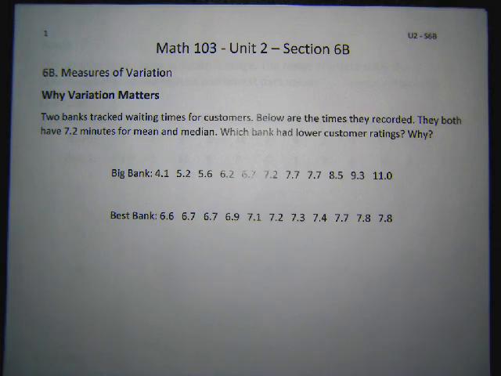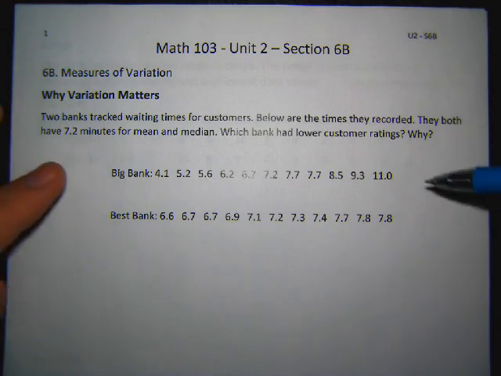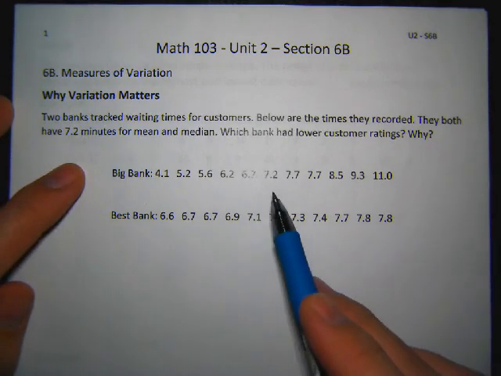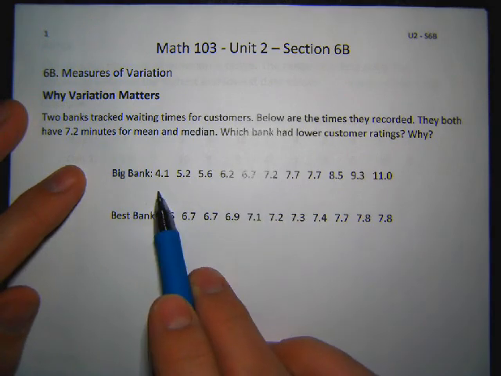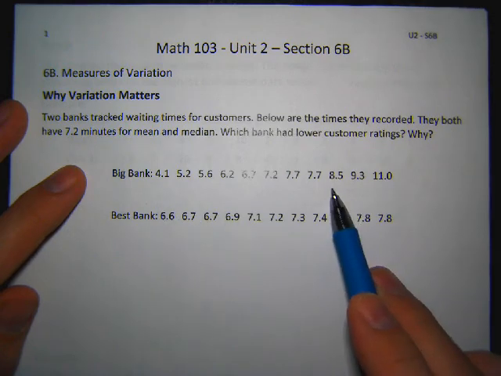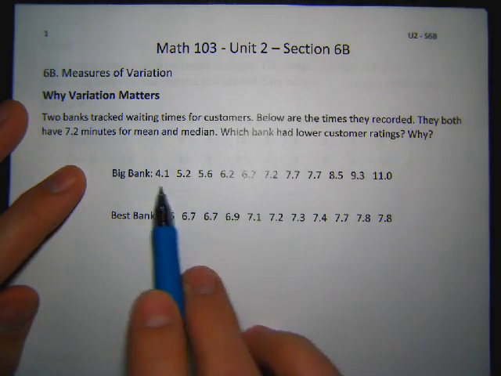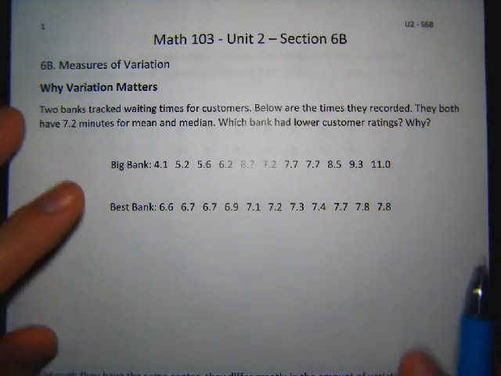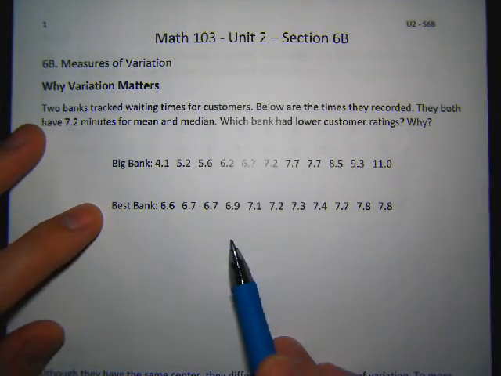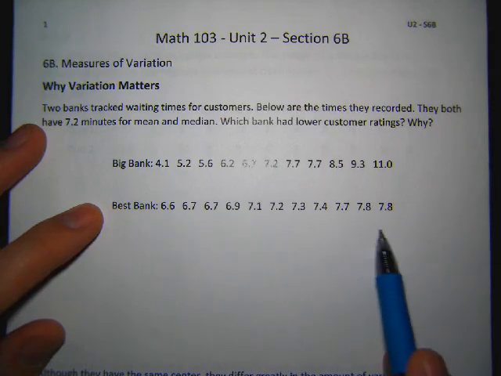One of the banks actually had much lower customer ratings than the other, even though their average wait times are about the same. So looking at these, we can think about why. So you say Big Bank, there are some people waiting close to 7.2 minutes, a little bit more, a little bit less. There are people waiting much less. You'd think maybe you'd give them better reviews, but there's also people waiting a lot more. Their wait times are all over the place, everywhere from 4 minutes to 11 minutes.